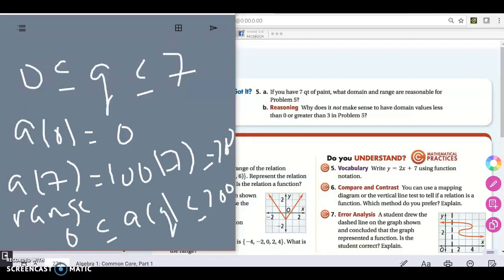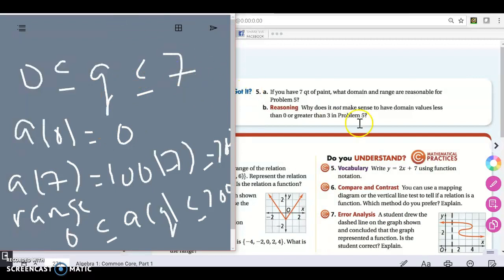Okay? It says, why does it not make sense to have domain values less than 0 or greater than 3 in problem 5? Well, it doesn't make any sense to have any values less than 0 because I can't have a negative amount of paint. I'm not going to buy a negative amount of paint. I'm not going to go into the store and say, hey, can you give me negative 3 quarts of paint? No, I can only have either 0 quarts of paint or more, right?